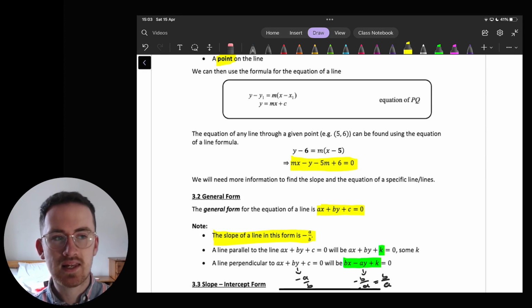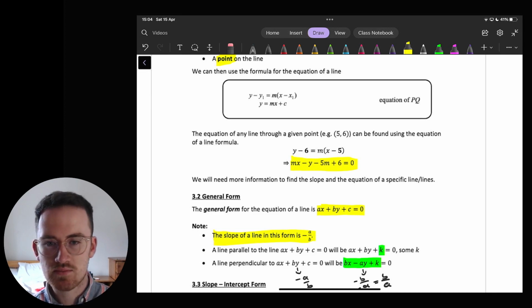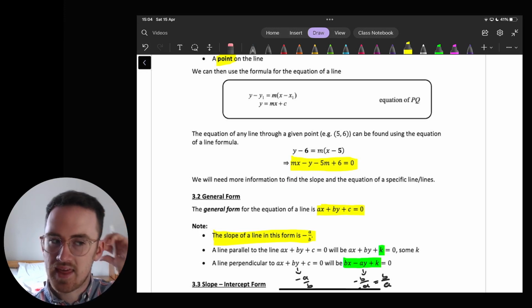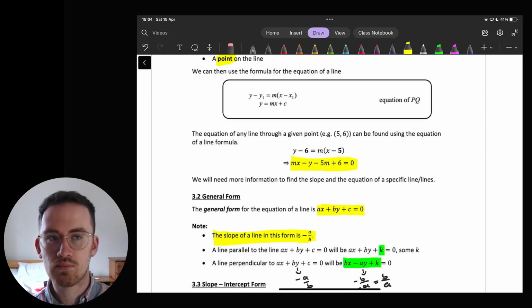So it's just being willing to be more general with your equations of the line. They don't have to always have all the numbers figured out. Sometimes to answer the questions, you'll have to just go as far as you can in writing the equation of the line, and then there'll be something else in the question that will give you more information.